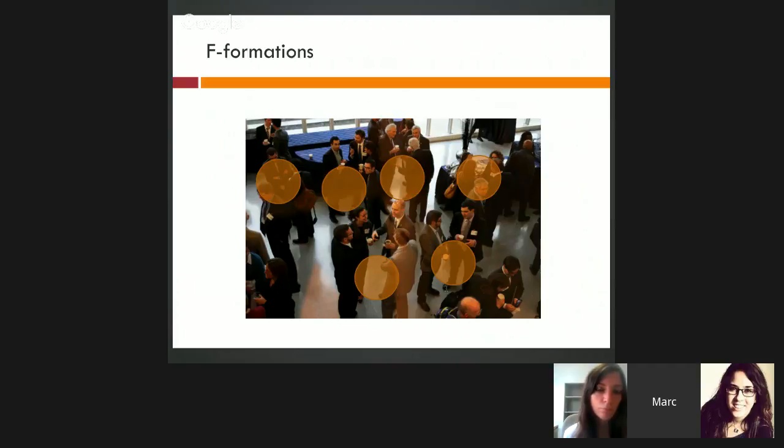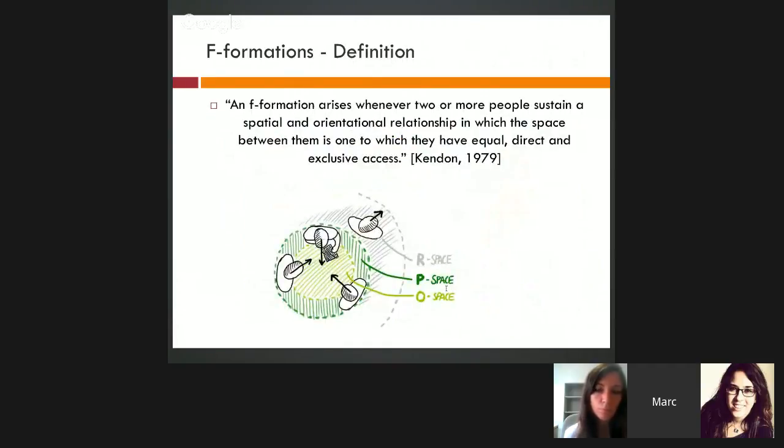But if you look closely at this image, all these groups of interacting people try to form a circle. This phenomenon was found and described by Kendon in the late 70s under the name of a theory called F-formation, that people tend to form when they interact. And it is basically defined by the position and the orientation of the people.